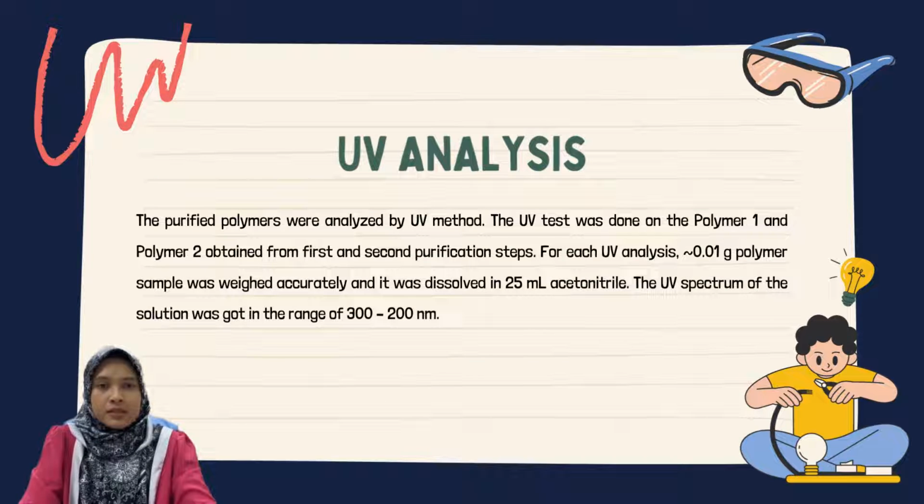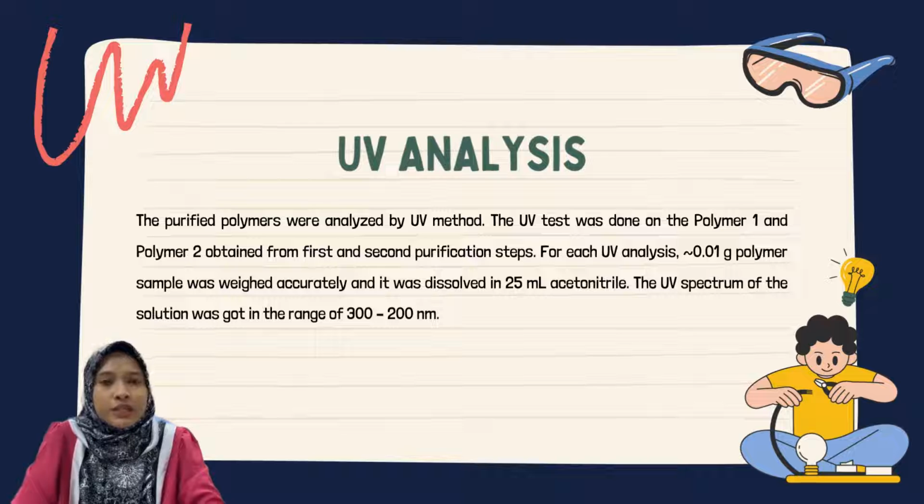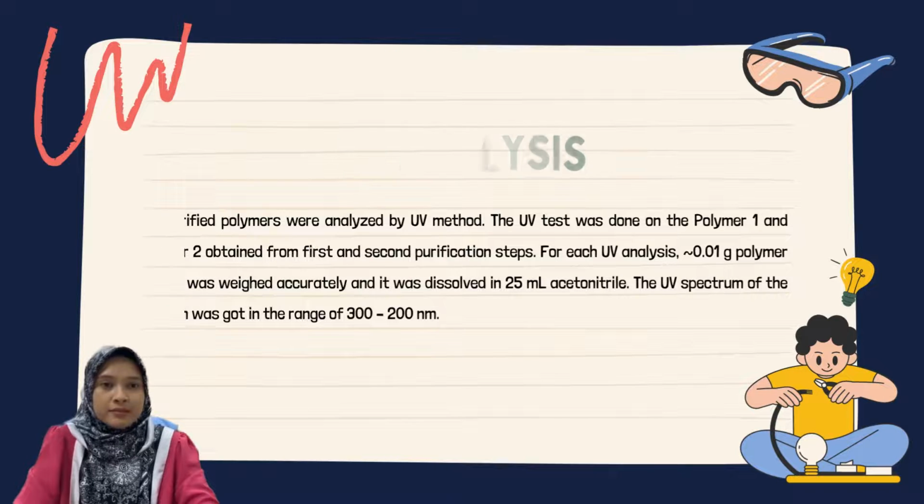The second part is the UV analysis. The purified polymers were analyzed by using the UV method. The UV test was done on polymer 1 and polymer 2 obtained from the first and the second purification step. For each UV analysis, about 0.01 gram of polymer sample was weighed accurately and dissolved in 25 ml acetonitrile. The UV spectrum of the solution was obtained in the range of 300 to 200 nanometers.